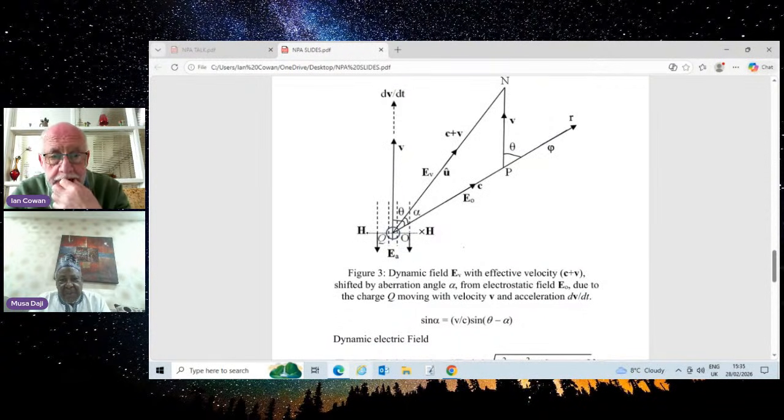Now, it's okay. Speed of light aberration refers to a particle moving in an electric field. We also have aberration with respect to a charged particle moving relative to an observer. Now, this is an issue which has really never been treated properly in physics. What is the electric field of a charged particle moving at a velocity relative to an observer?